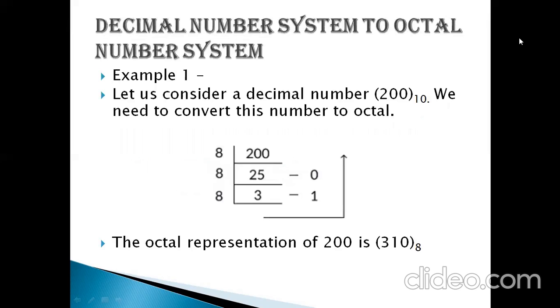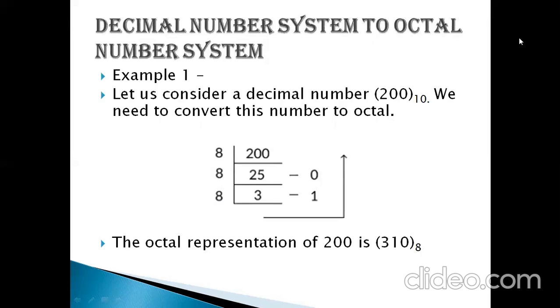Now decimal number system to octal number system. Similarly, we can convert a decimal number to an octal number. So let us consider an example. Suppose we have a decimal number 200 and we need to convert this number to octal. So what we need to do is we need to divide this 200 by 8. So why 8? Because base of an octal number is 8.